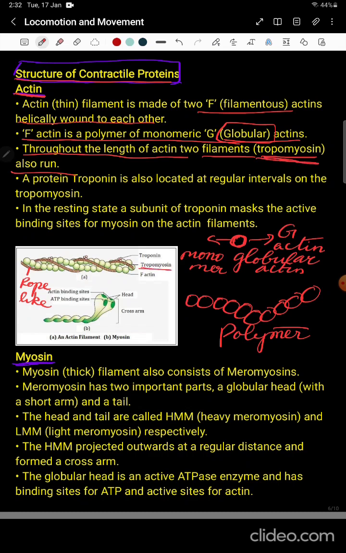Understood? Now a protein molecule called troponin is also located at regular intervals on the tropomyosin. See here, on this rope-like structure called tropomyosin, at regular intervals a special kind of protein called troponin is also located. Now what is the difference between tropomyosin and troponin?